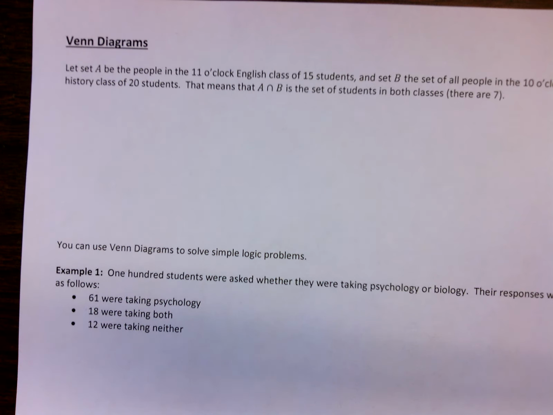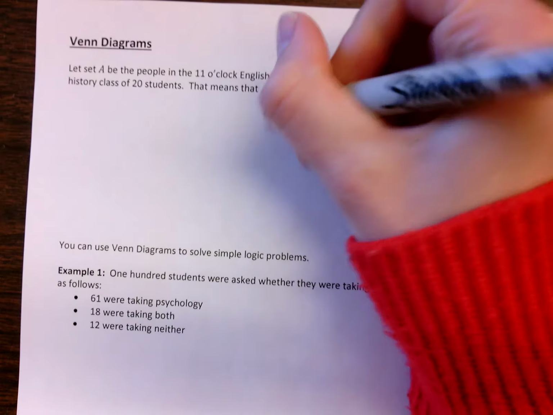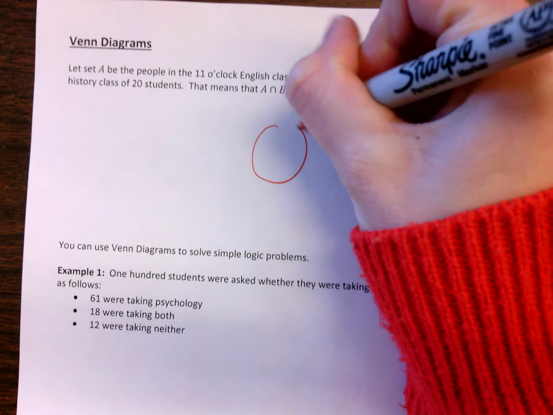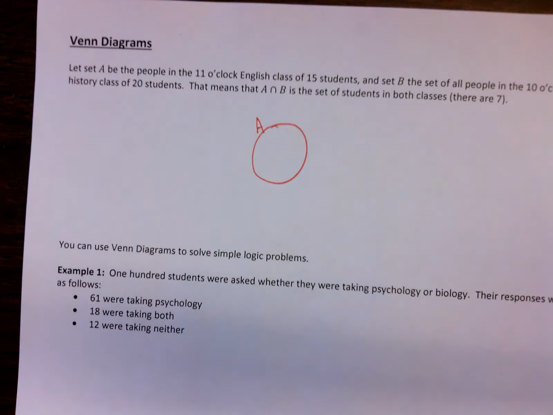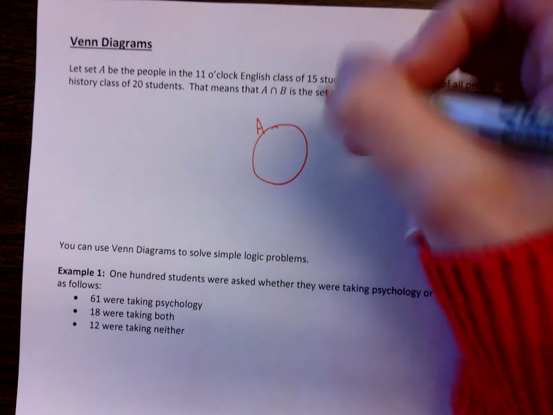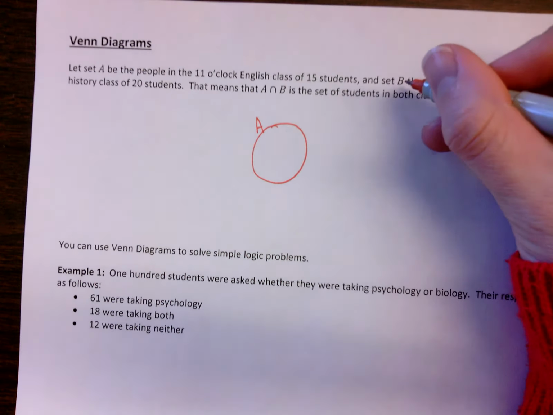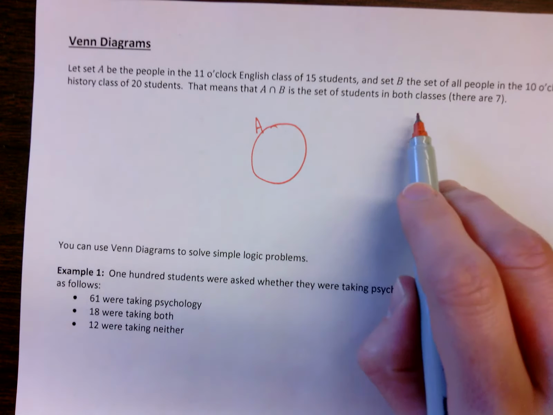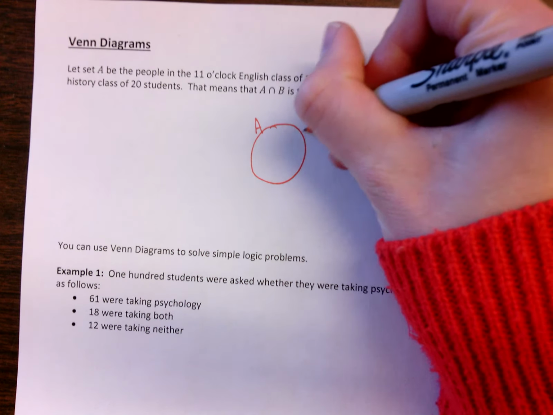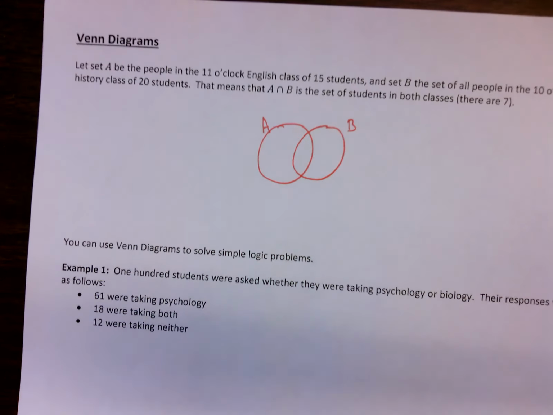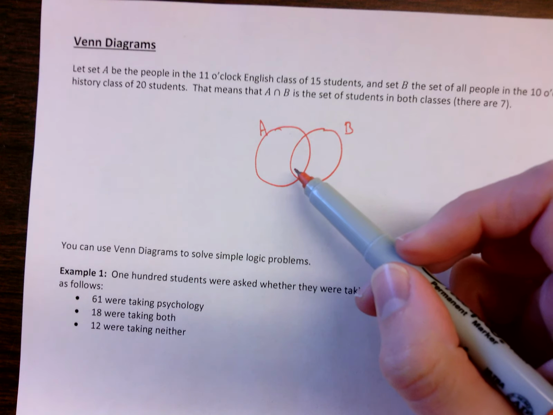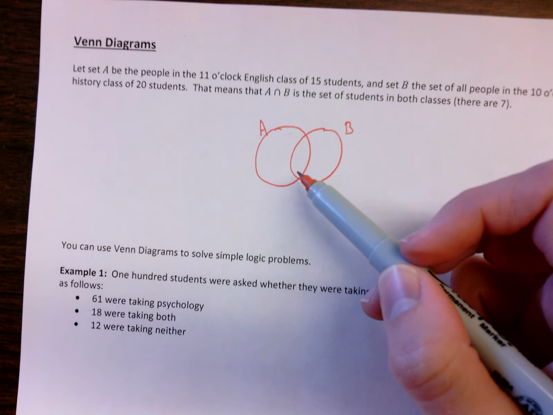So what we're going to do here is set up a Venn diagram. I'm going to draw a circle that represents set A, which is all the people in the English class. And I'm going to draw another circle for set B, but since we know that some students are in both classes, I'm going to draw this so that there's an overlap section. The people who are in both classes are going to go in this section here.